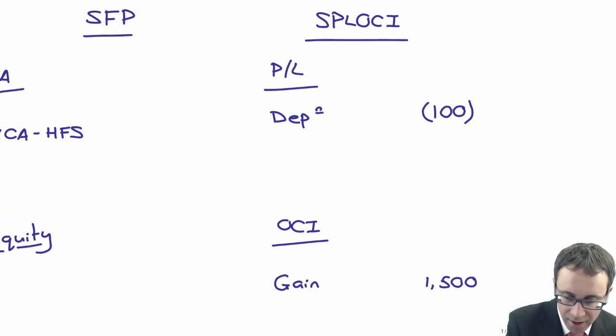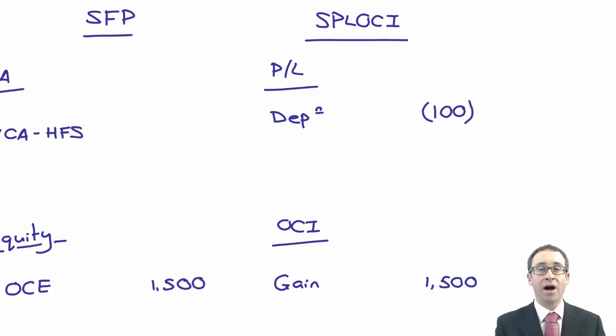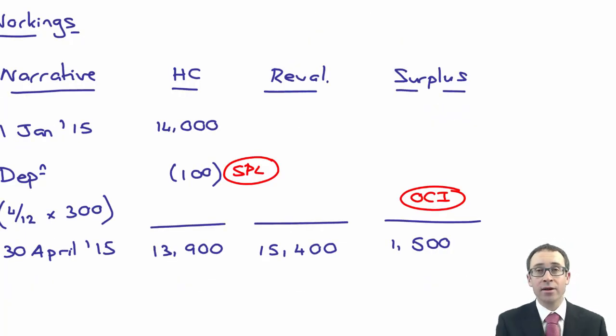Okay. If you wanted to be really specific, if you're looking at the statement of financial position within the equity section, remember, you would have your other component of equity, and your other component of equity will be there at 1,500, wouldn't it? Okay, representing the gain that we have on this property. So that would go through any other components of equity that you have within the question.